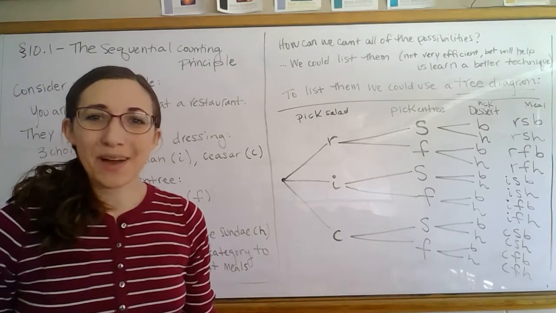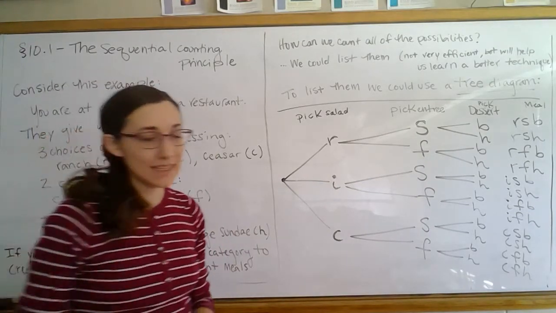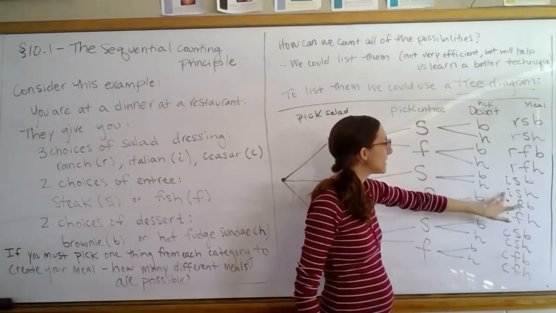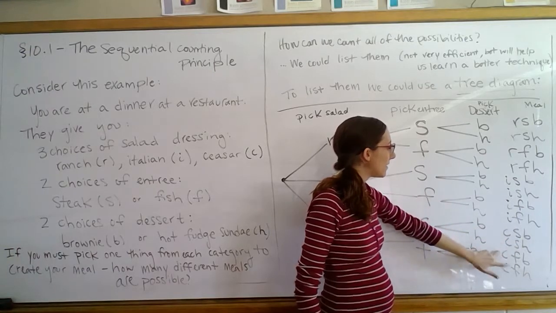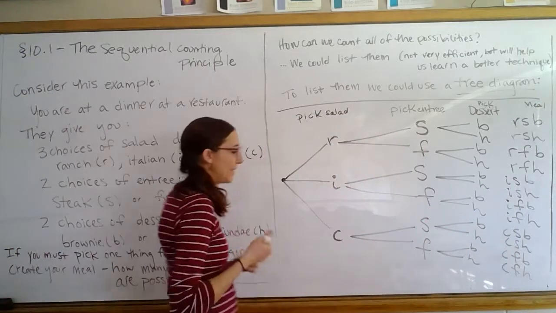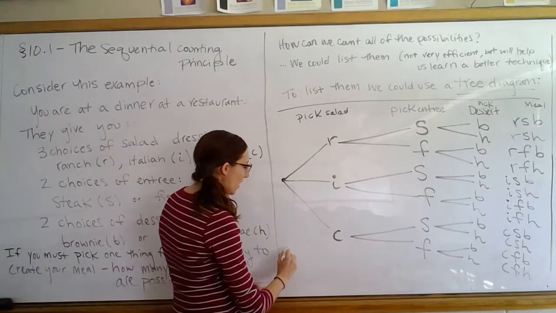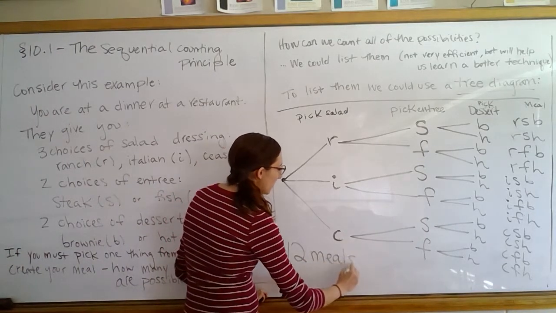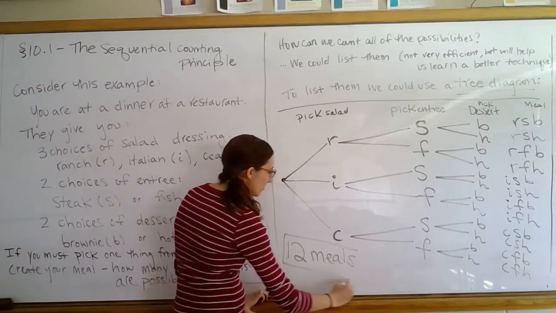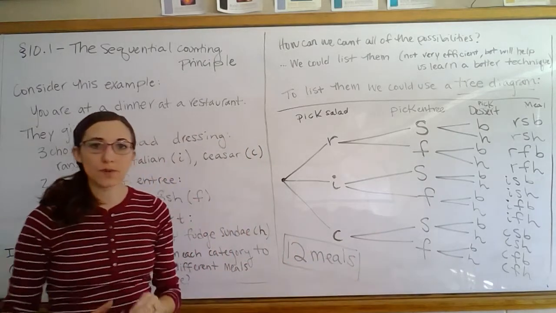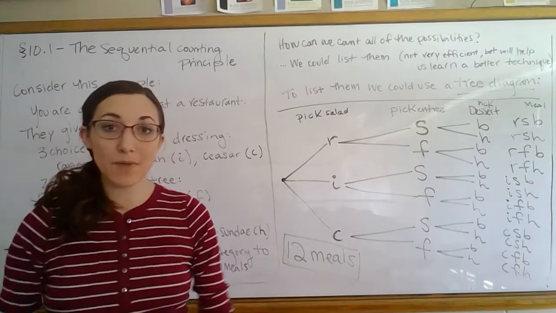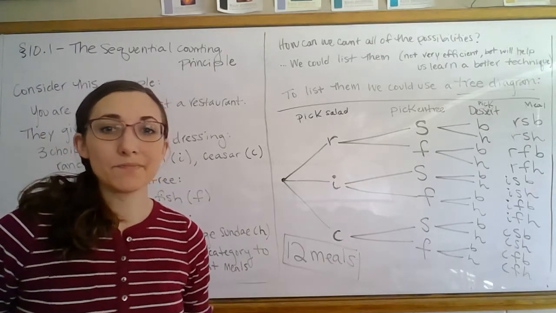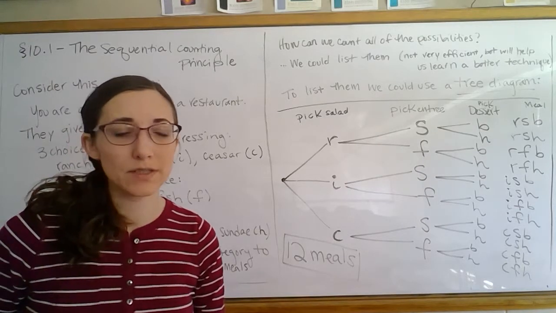And now all we have to do is count them up. So just see how many we came up with. I've got 1, 2, 3, 4, 5, 6, 7, 8, 9, 10, 11, 12 meals are possible. So 12 different meals are possible at this restaurant with how they've described the menu.